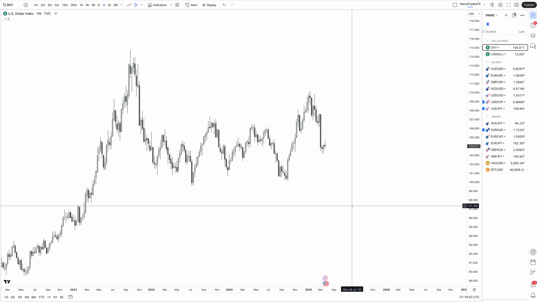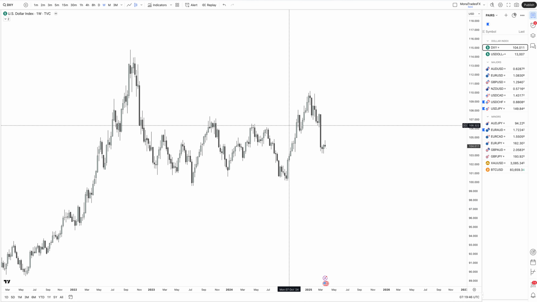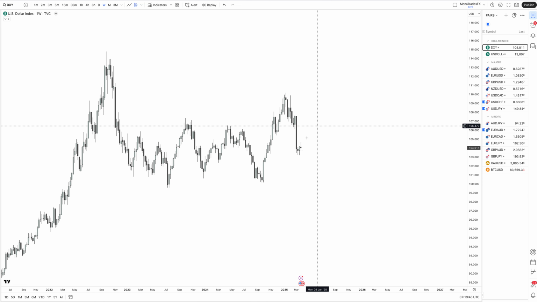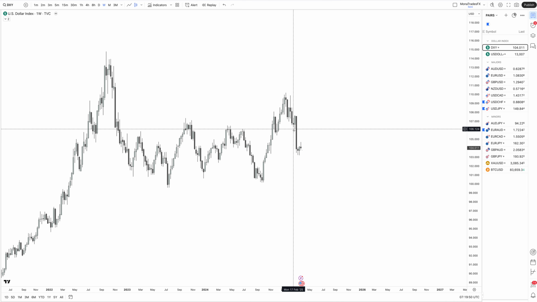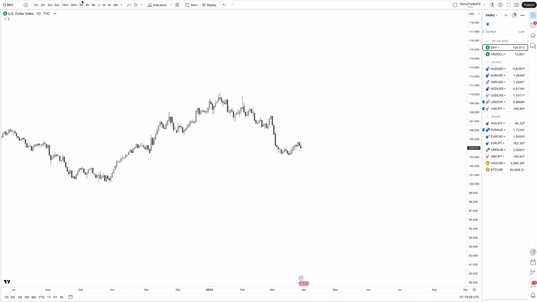Starting off with the DXY. On the weekly time frame, I spoke about this last week. I was wanting to see a rejection of this imbalance once we took out the week before's high. The previous week's high, I was expecting to see some sort of rejection, which we have got.